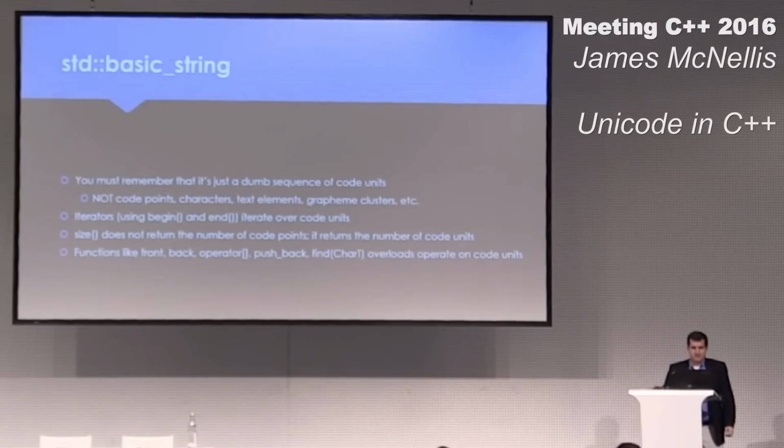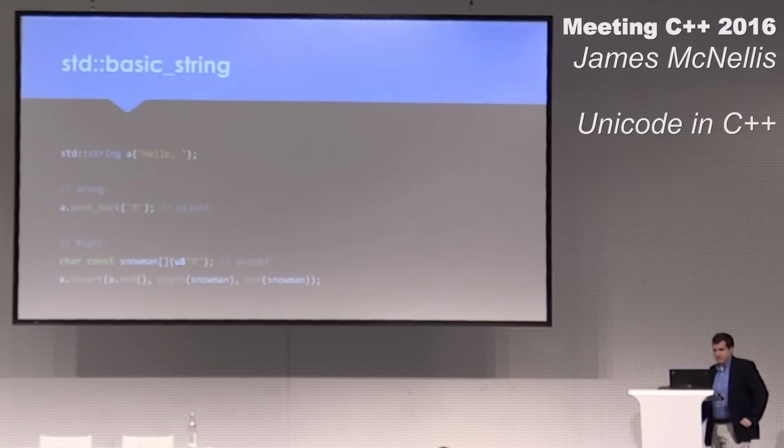But basic_string has some problems. You have to remember it's just a dumb sequence of code units. It's not code points, characters, text elements. All of those are higher level things that std::string doesn't know anything about. So iterators iterate over those code units. If you have a std::string that contains UTF-8 text and you want to iterate over all of the elements in it, well, you're not going to get all of the characters. If you've got a snowman in there, you're going to get each of the code units that was used to represent that snowman. Similarly, size does not return the number of code points. It returns, again, the number of bytes, the number of code units. And then functions like front, back, the subscript operator, etc. All of these just operate on code units. There's no higher level understanding in std::string for Unicode.